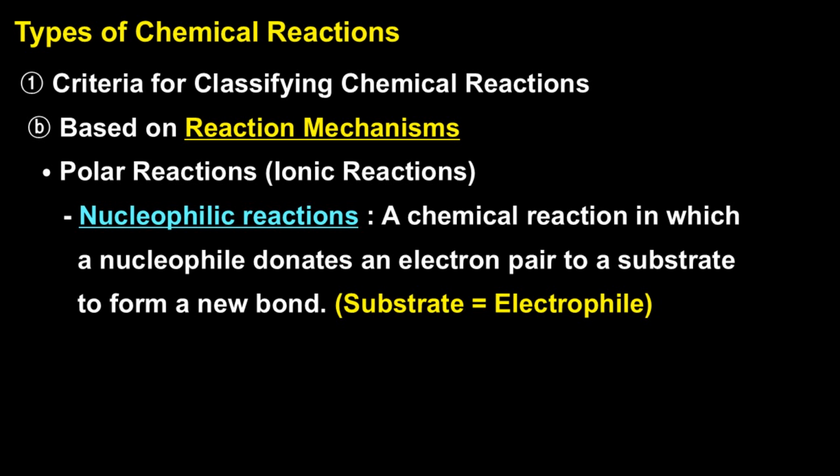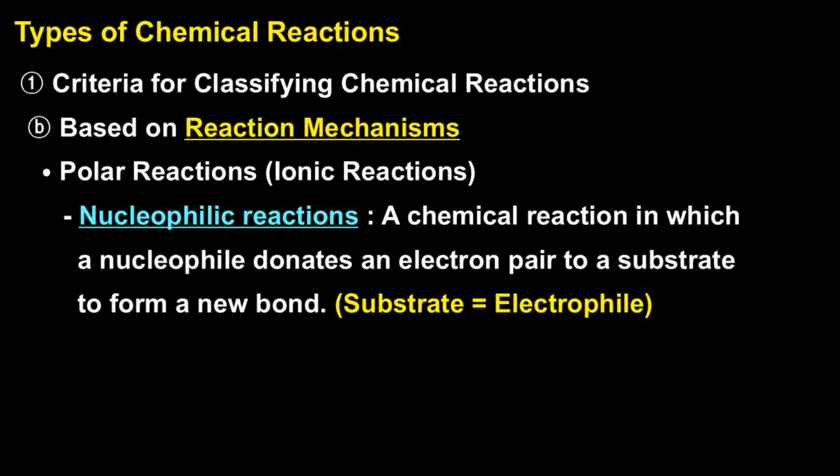Now let's shift gears and look at how reactions are classified based on their mechanisms. This approach focuses on what's actually happening at the molecular level, how bonds break, and how new ones form. There are three major types: polar reactions, radical reactions, and pericyclic reactions. Let's start with polar reactions, also known as ionic reactions. These involve the movement of electrons between two key players, nucleophiles and electrophiles.